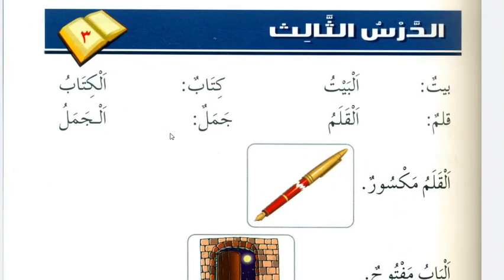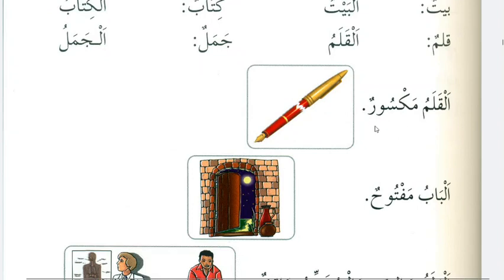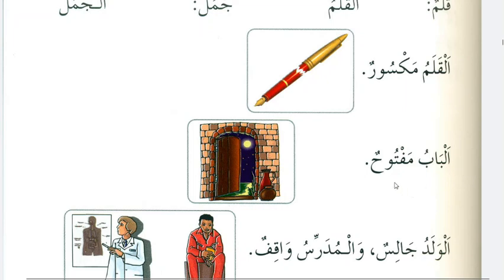Ad-darsu thalith, third lesson. Baytun means a house, al-baytu the house. Kitabun a book, al-kitabu the book. Qalamun a pen, al-qalamu the pen. Jamalun a camel, al-jamalu the camel. Al-qalamu maksurun, the pen is broken. Al-babu maftuhun, the door is open. So you see, when we use the particle al, we can't use the tanween.